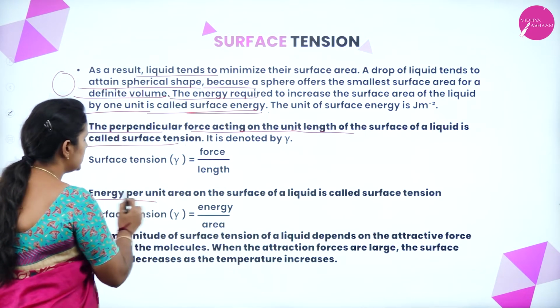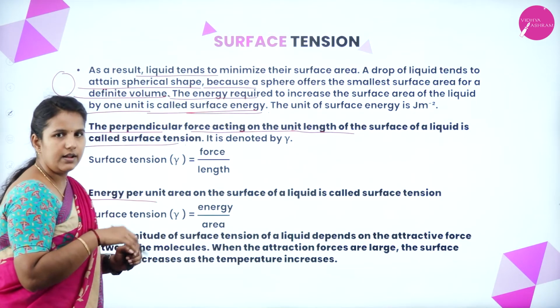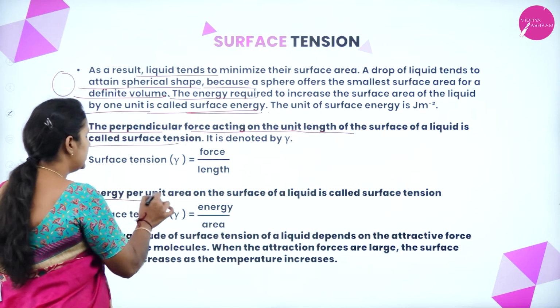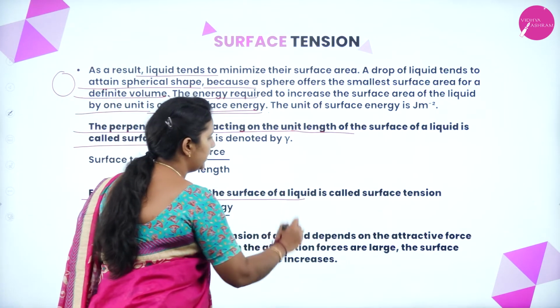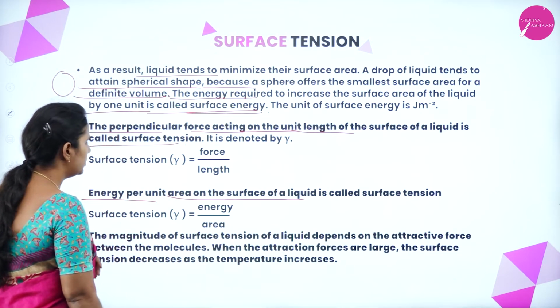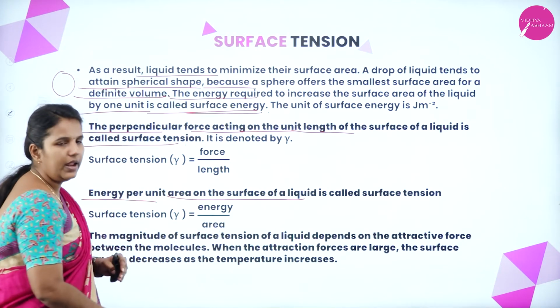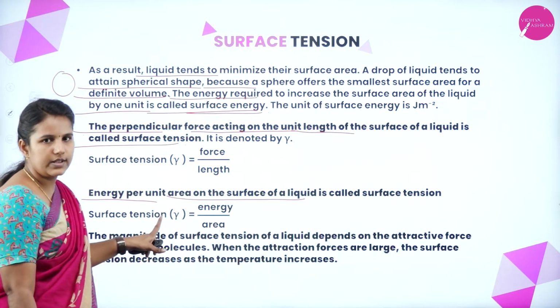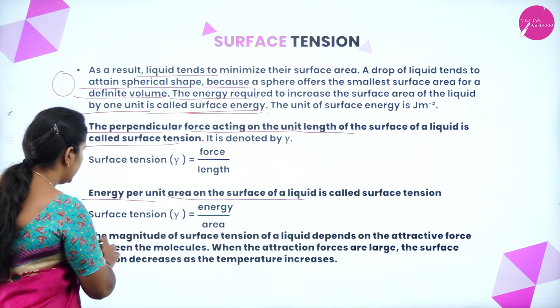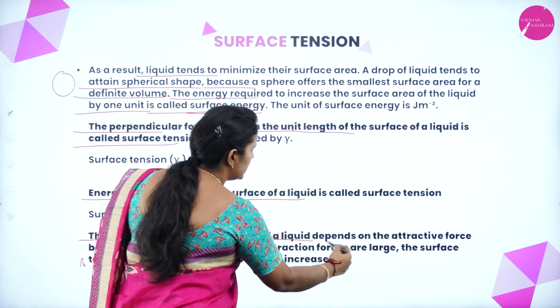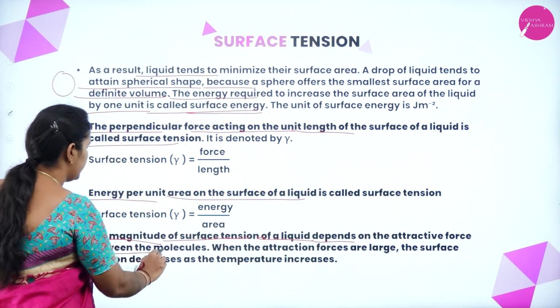If energy is required to create that unit area, what will happen? The energy per unit area on the surface of the liquid is also known as surface tension, and it is denoted as energy divided by area, where here you are considering the energy. The magnitude of the surface tension of a liquid depends on the attractive forces between the molecules.